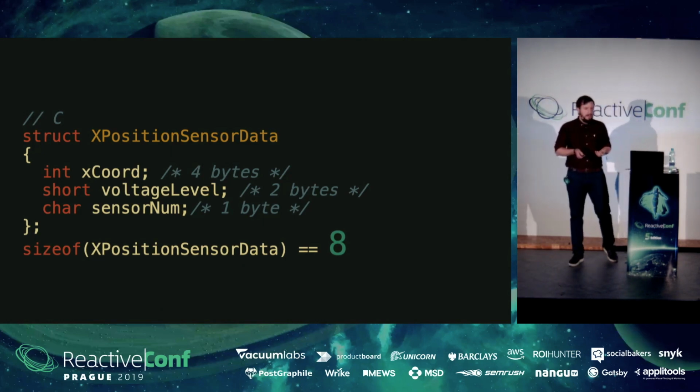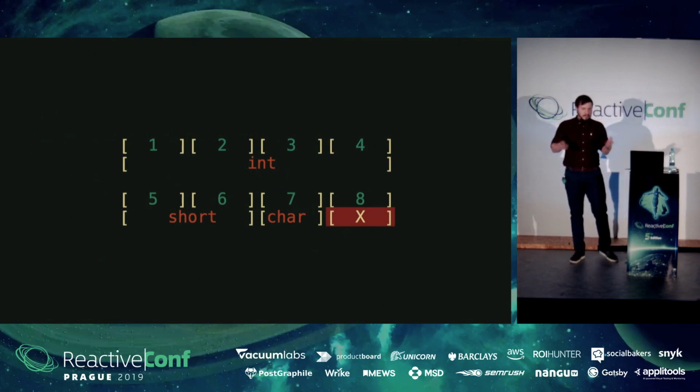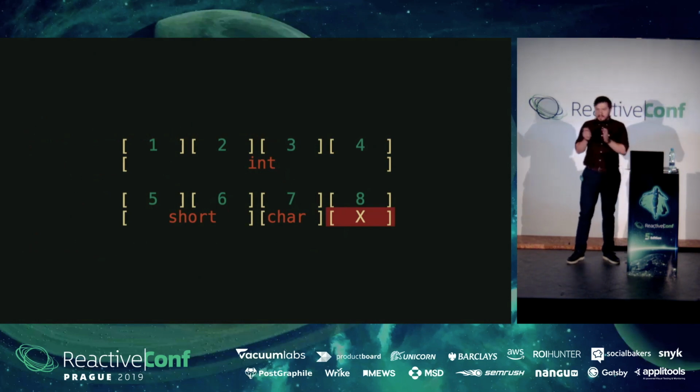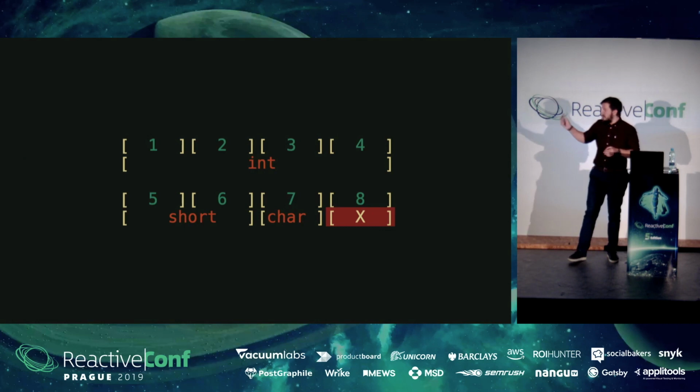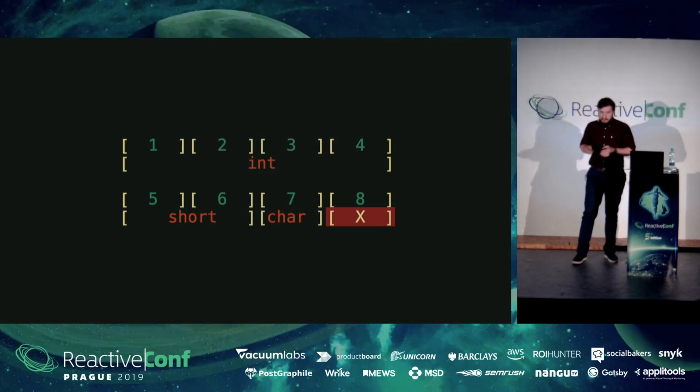But why? Because of the memory packaging. So every compiler, C and C++ compilers, they have to package all your structures and align them to machine words. So yeah, integer is 4 bytes, short is 2 bytes, char is 1 byte, and we have to add one additional byte at the end.